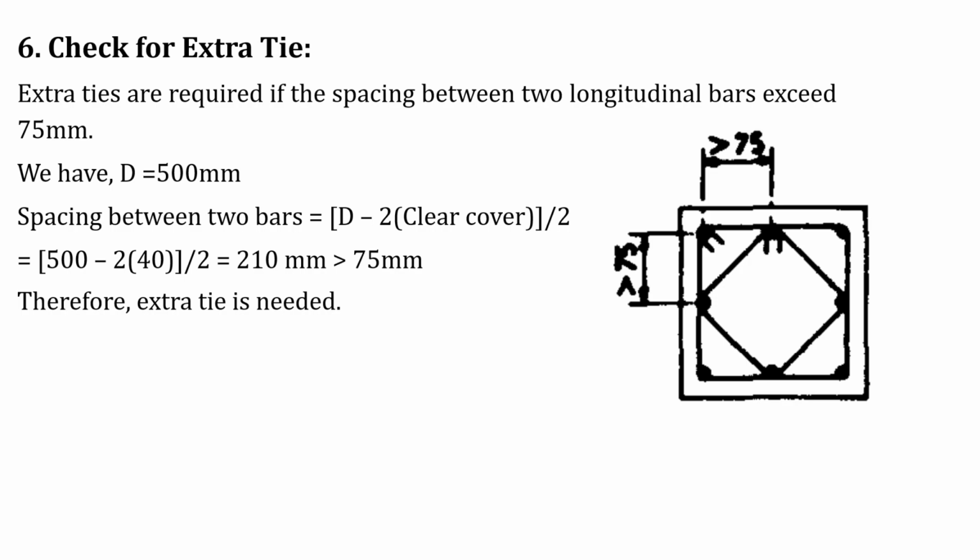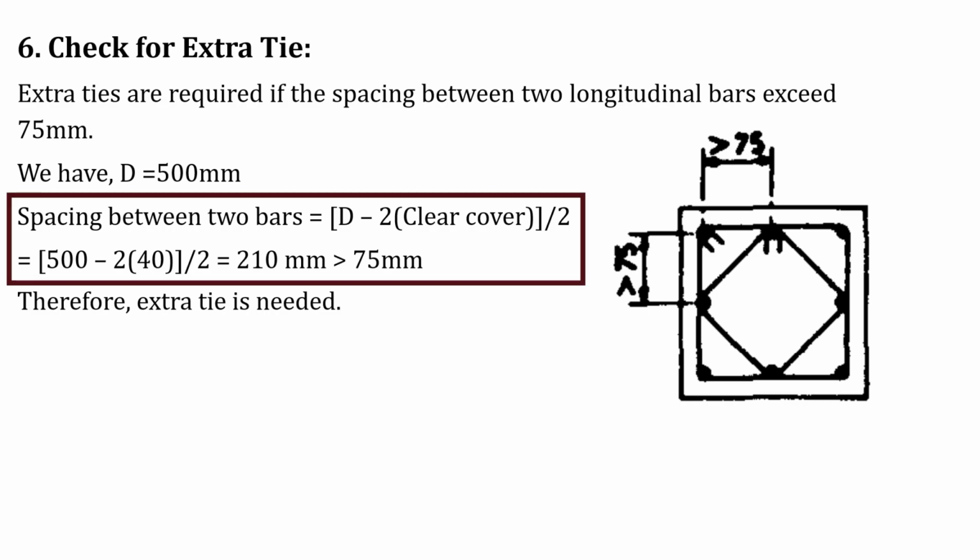Now, let's check for extra ties. Extra ties are required if the spacing between longitudinal bars exceeds 75 mm. In this case, the distance between 2 bars is calculated as spacing between 2 bars equal to (d minus twice clear cover) upon 2, where d is the depth of the column and clear cover is assumed to be 40 mm. The total will be 210 mm. Since 210 mm is greater than 75 mm, we need to provide extra ties.